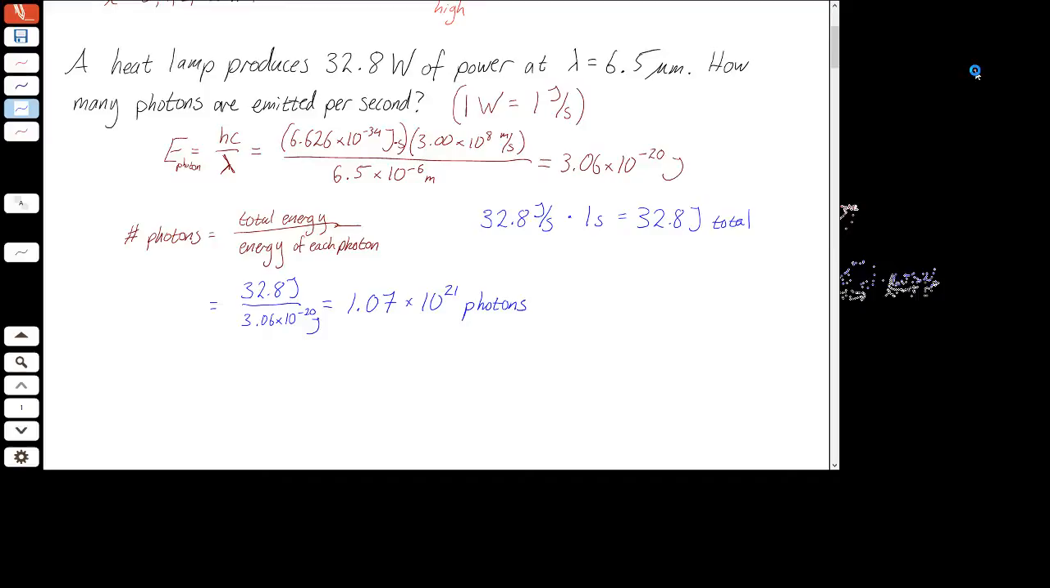Yeah. Well, did I not do that right? Anybody else? 20, 21? 21? Because 32.8, we can think of that as 3.28 times 10 to the 1. So 10 to the 1 divided by 10 to the minus 20 should be 10 to the 21, I think. So maybe you put 3.28 instead of 32.8 or something like that.